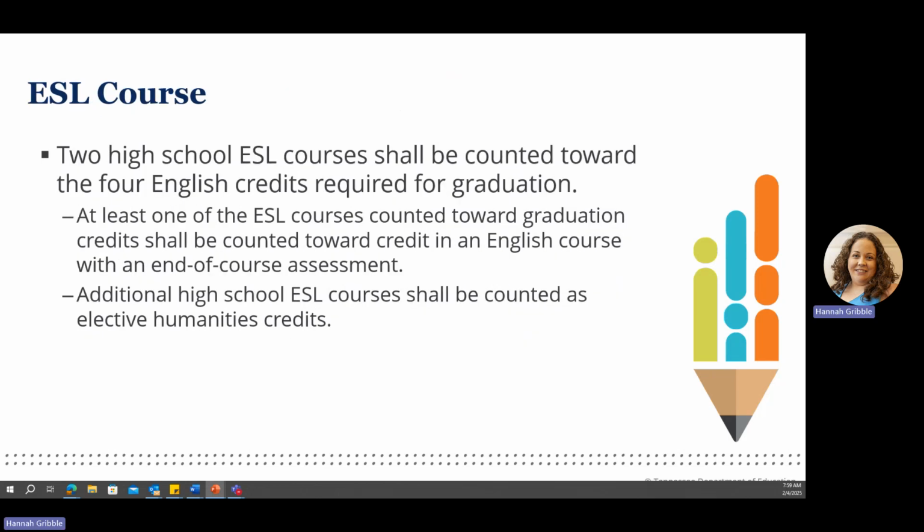Two high school ESL courses shall be counted toward the 4 English credits required for graduation. At least one of the ESL courses counted toward graduation credits should be counted toward credit in an English course with an end-of-course assessment. Additional high school ESL courses should be counted as elective humanities credits.